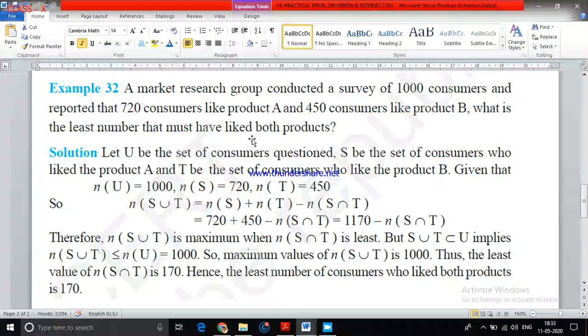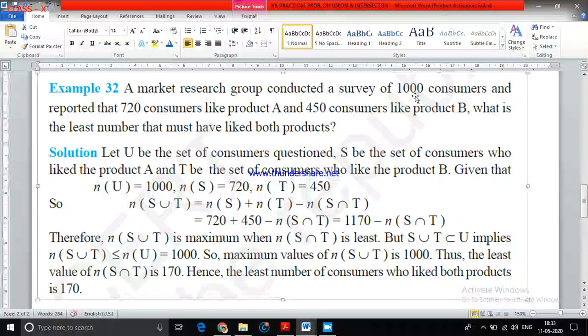When I say minimum, it can be, for example, 100, then 200 also can be there, and 500 also can like both the products. But I want the least possible number who like both the products. That was the question. Again, 1000 is given here. 1000 means it's not the union. This is the universal set. So they have taken n(U) equals 1000 here.